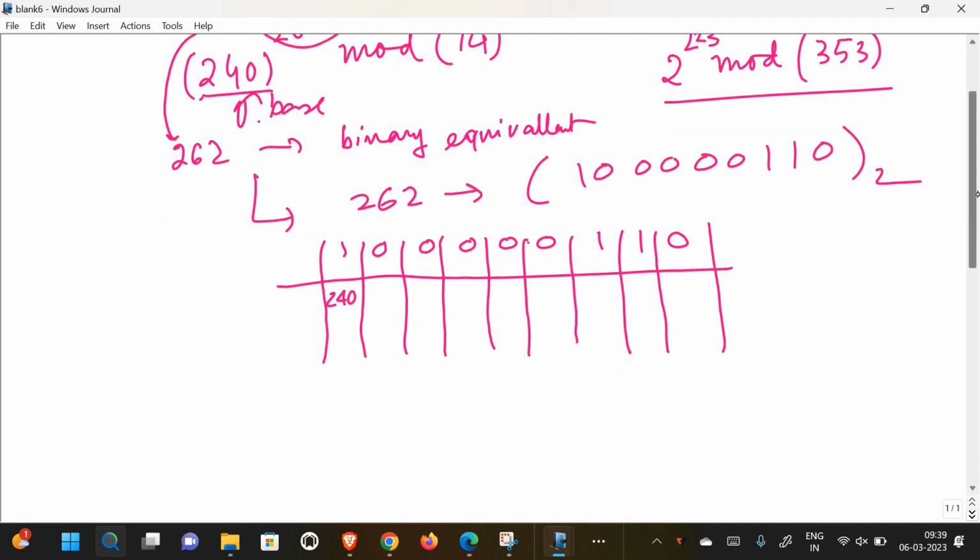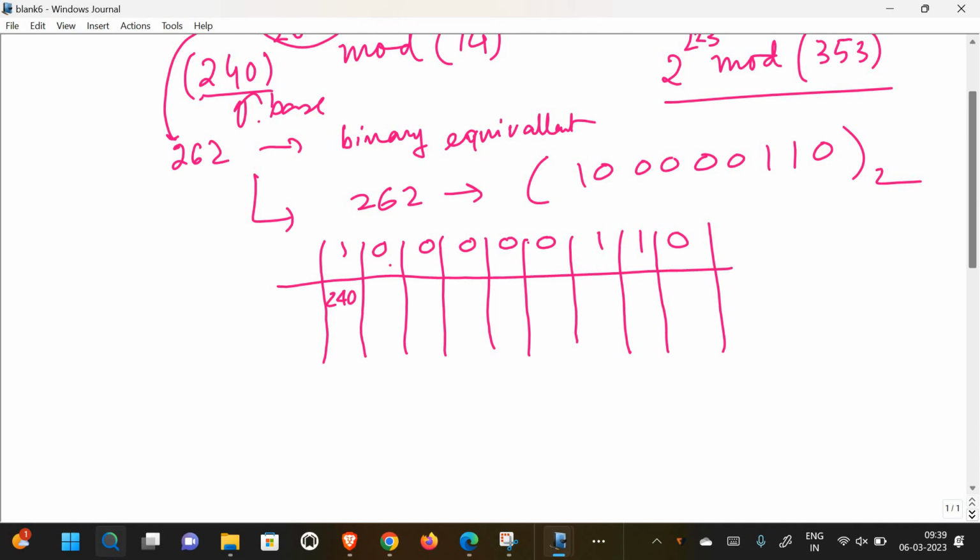I'm explaining the fast exponential process, in which we first convert the exponent into its binary equivalent, then design a table in which we write like this. This is usually called the square and multiply method. Why? Because based on the binary equivalent data, you have to form two steps. We'll see what the steps are.